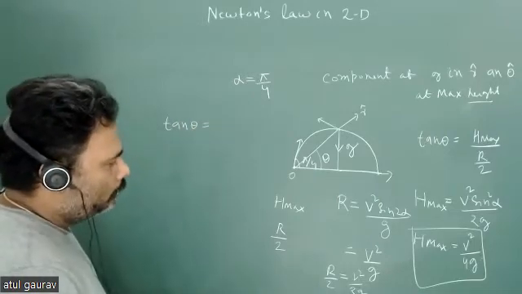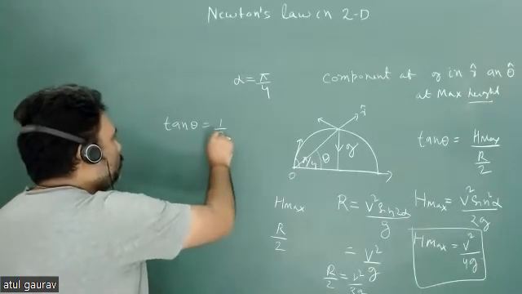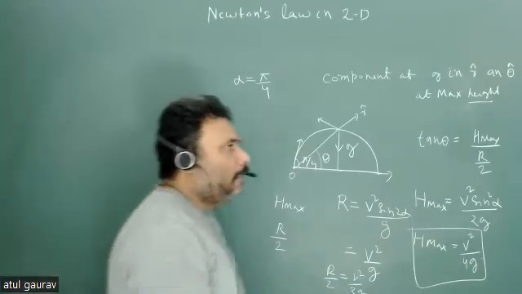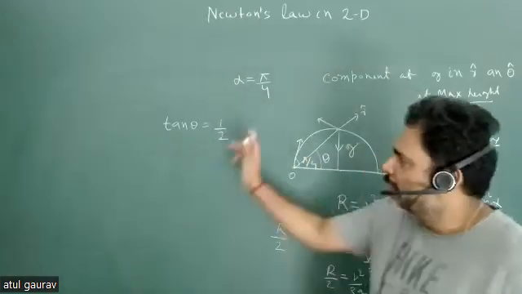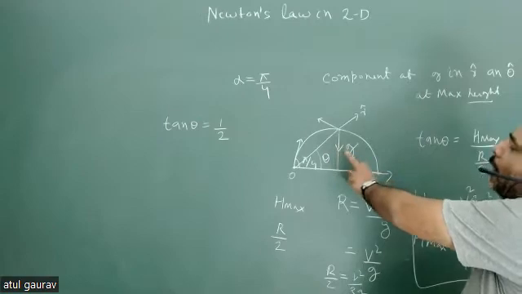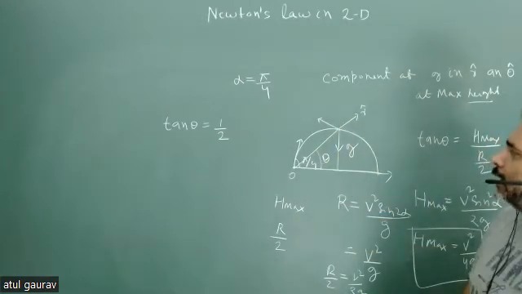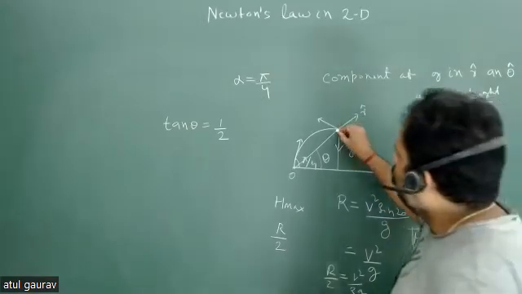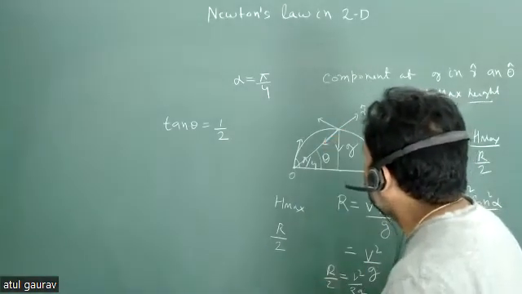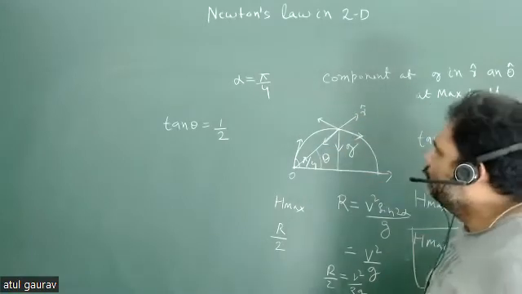1 by 2, isn't it? So that value is 1 by 2. So you have calculated tan theta, and that value is 1 by 2. Now let us take the component of g along radial direction and along tangential direction. So one component will go in this direction, and another component will go in this direction. Everyone is comfortable?